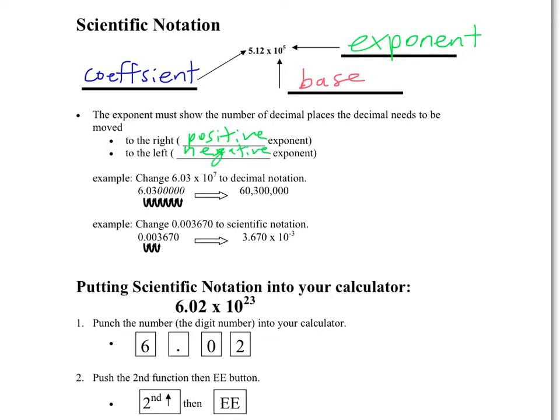exponent. So for example, 6.03 times 10 to the 7th, we're moving the decimal place to the right. And to change 3.670 times 10 to the negative 3, we would need to move it to the left. So we have 3670, 1, 2, 3. That's where our decimal place will go. And we put 0, so 0.003670, which is our goal. So this would be moving to the left.